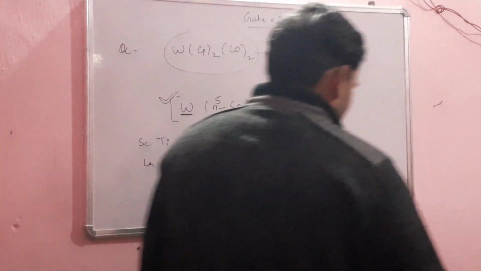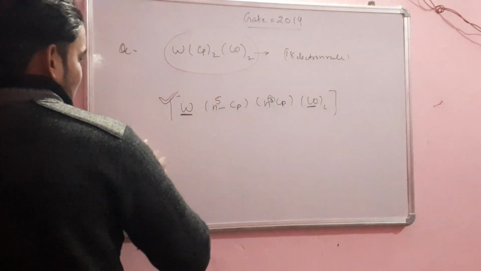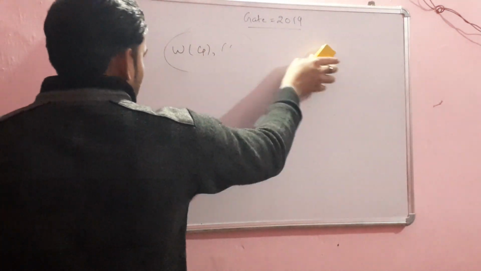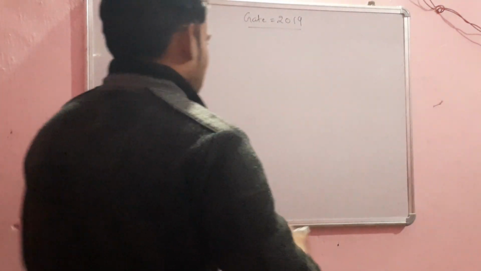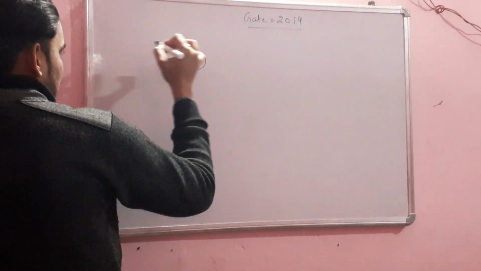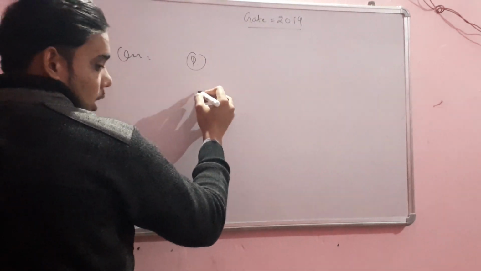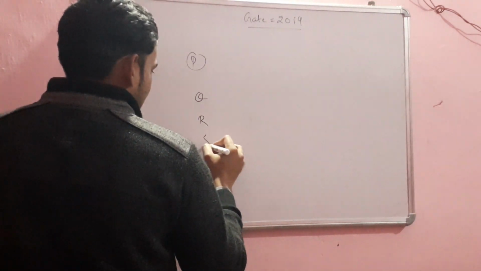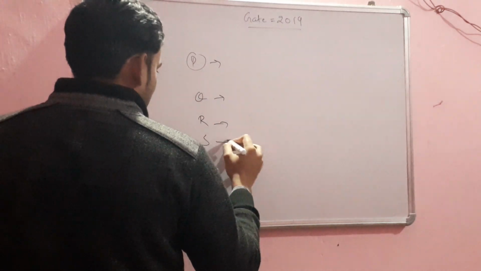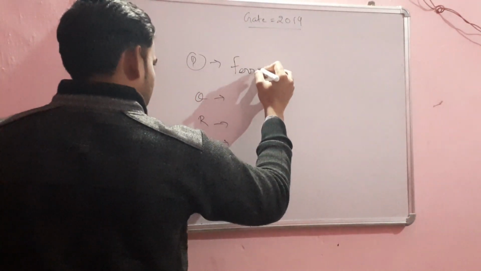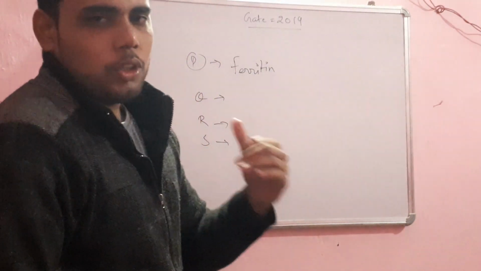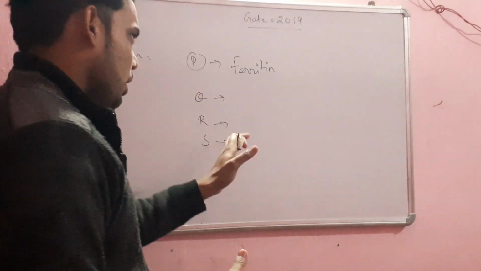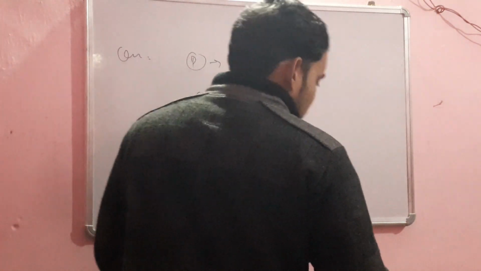The next question is from bioinorganic. You have to match the columns for this question: P, Q, R and S. We have ferritin given here. So you need to have knowledge about all these compounds: what ferritin does, what rubredoxin does. Then you can do these types of questions. Rubredoxin.